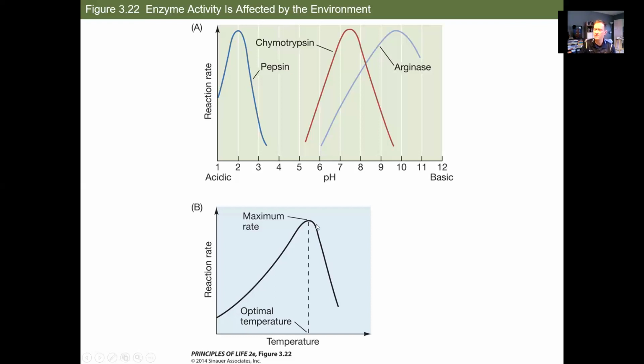Then if we keep heating, we start putting too much energy into the system. You'll notice the rate falls off, ultimately to the point that if you destroy the enzyme, you get no activity. All right.